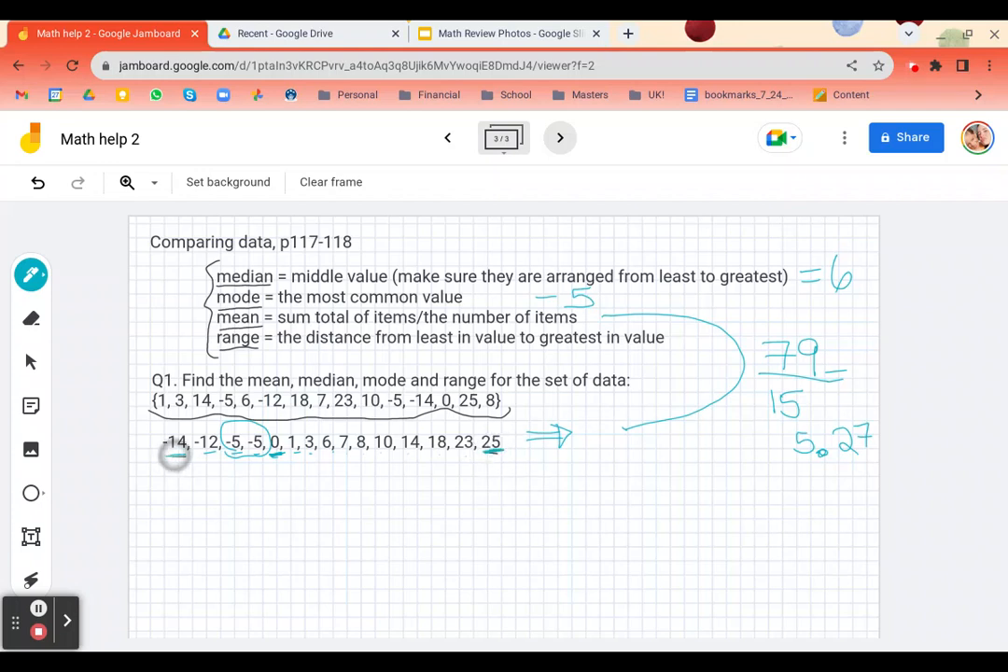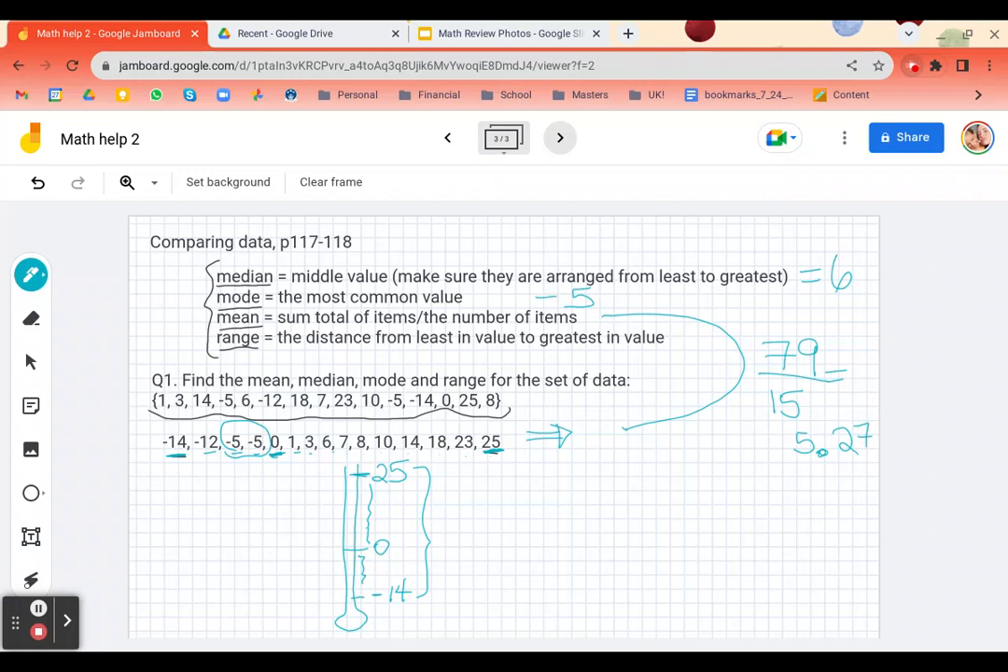And then the range goes from 25 to -14. So we're going to actually take 25, and if you think of it like a thermometer, where you're taking temperature and you're up to 25 degrees and you go down, and here's 0, and you keep going down, and down here is -14. It's basically the distance between those.